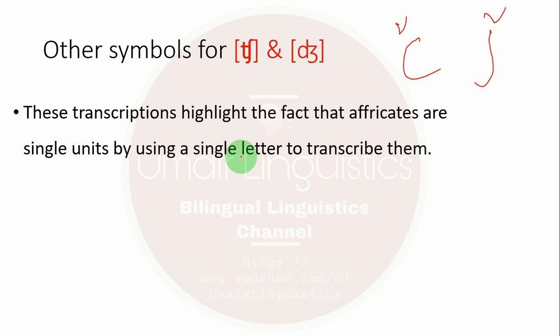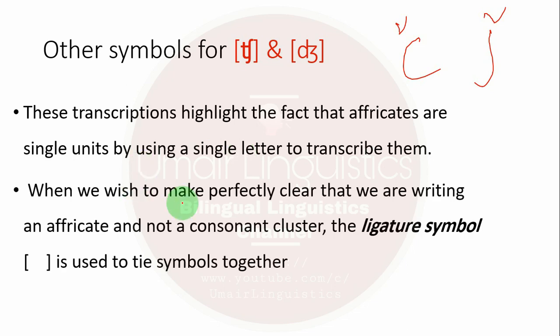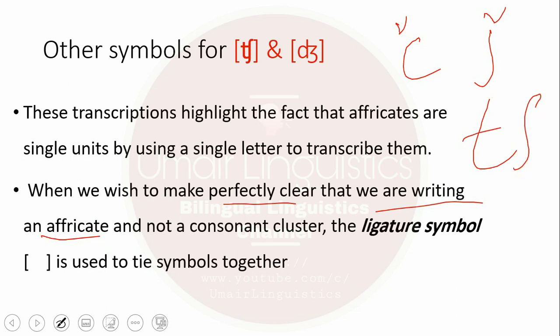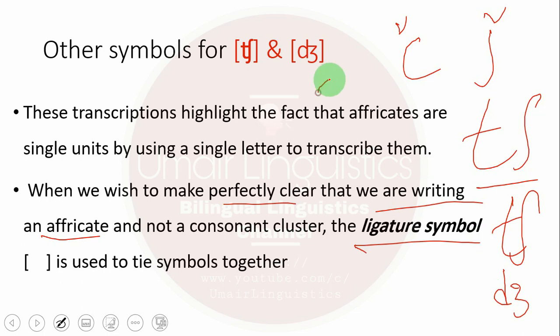They treat them as a single unit by using a single letter to transcribe them. However, when we wish to make perfectly clear that we are writing an affricate and not a consonant cluster, like for example in "white shoes", which actually appears as a consonant cluster, and in a consonant cluster each consonant is pronounced individually, we use a ligature symbol, which is like this. It is used to tie two symbols together, meaning that these two symbols are actually sounding as one consonant.